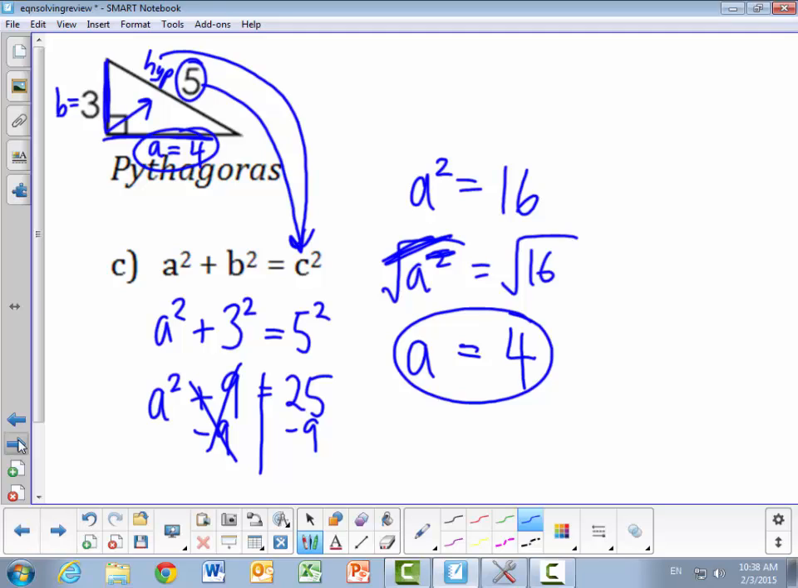There's some Pythagoras practice on the back side of this sheet.